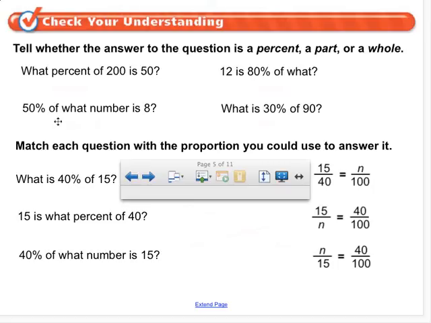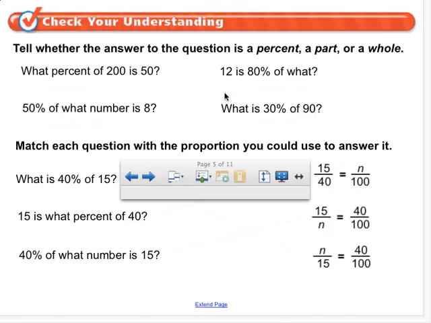Let's see. Jabari, could you do this one right here? 50% of what number is 8? And could I get somebody to do this one right here? What percent of 200 is 50? Richard, can you do that one? Okay. And then 12 is 80% of what? Could I get somebody to try that one?